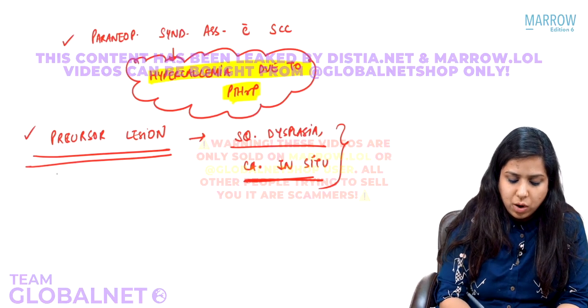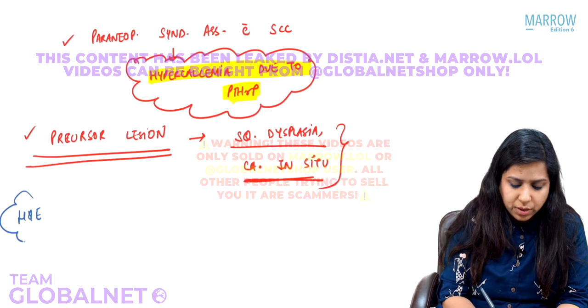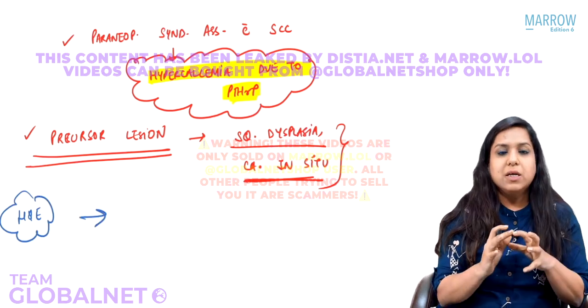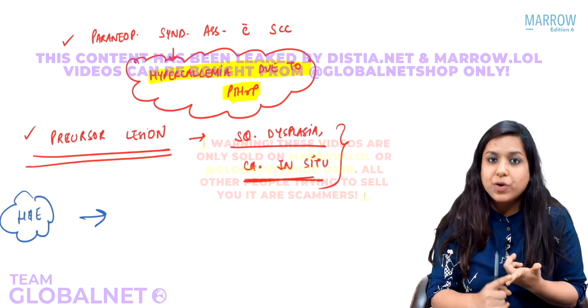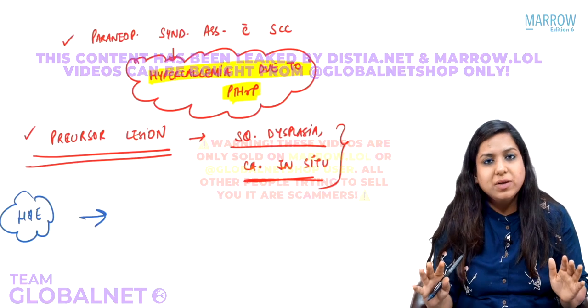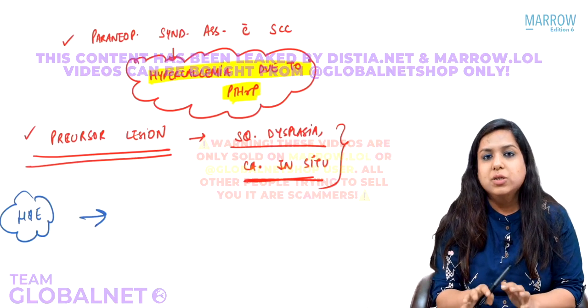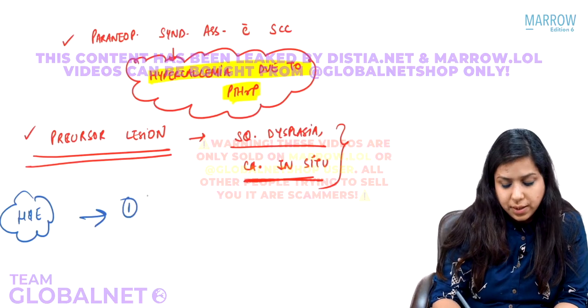What do we see on microscopy, students? That's a very important point. Remember, squamous cell carcinoma anywhere in the body, whether it is esophagus or lung or oral cavity, will show this histopathology. What do you see on histopathology? One, I see desmosomes.